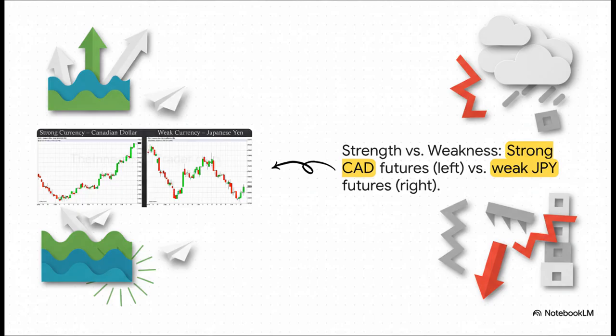Look at the left. The Canadian dollar futures are in a powerful uptrend, just consistently making higher highs and higher lows. Now look at the right. The Japanese yen futures are doing the exact opposite, just breaking down and making lower lows. This right here is that classic signature of strength versus weakness that we're looking for.